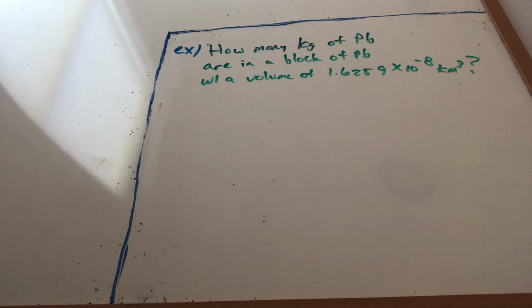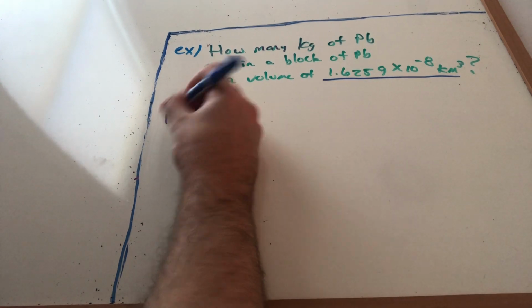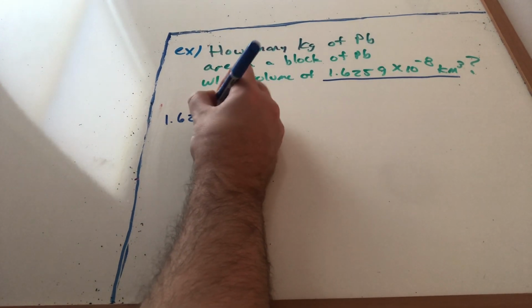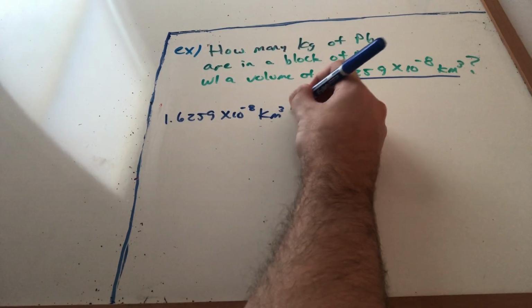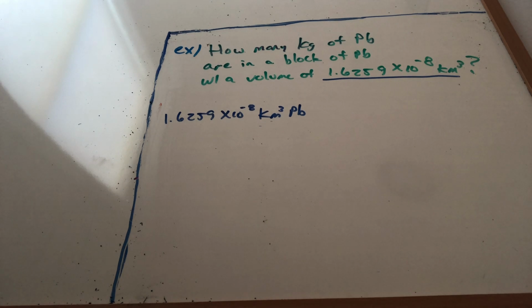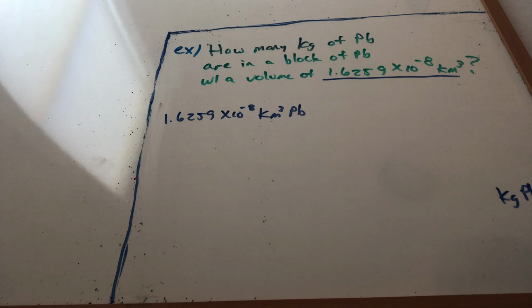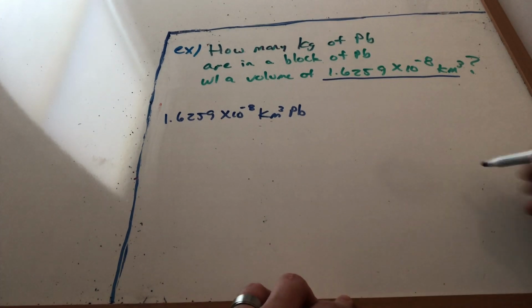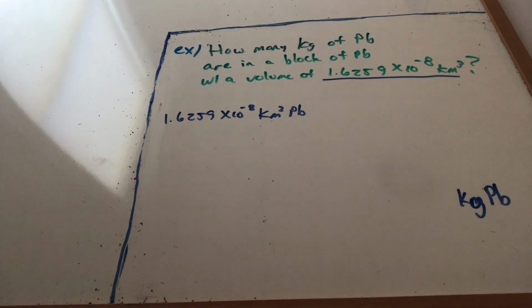So let's analyze this problem like we do everyone. What are we told to analyze? We're told to analyze this block that's 1.6259 times 10 to the minus 8th kilometers cubed of lead. Where are we trying to get to? We're trying to get to kilograms of lead. Now I'm going to write it down here because we're going to need some more room. But I write my goal on the right-hand side. Okay? So I have kilometers cubed of lead. I'm trying to get to kilograms of lead.